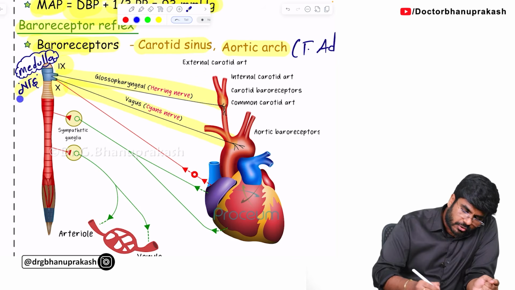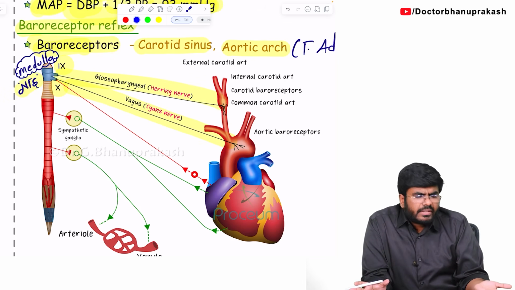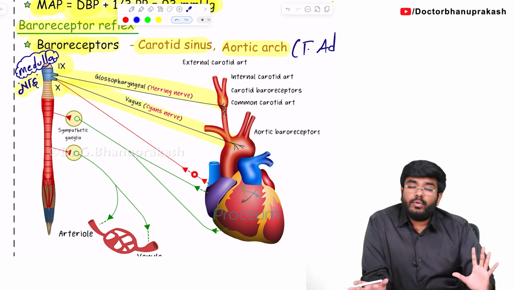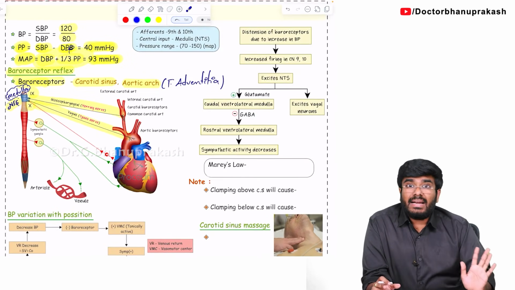Now this nucleus of tractus solitarius will do accordingly what I have to do. It will decide whether we have to increase the mean arterial pressure or whether we have to decrease the mean arterial pressure. It's under the control of the nucleus of tractus solitarius. Now let me give you an example so that you will have a better understanding.